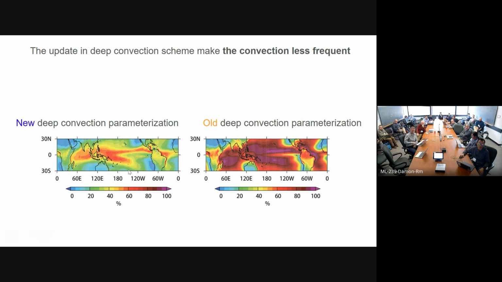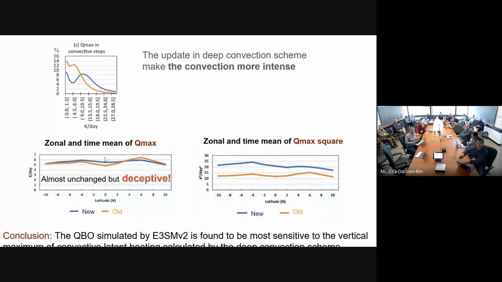Here's the simulation with the update in the deep convection. And that's a part of the issue. Another issue is that at the same time when the convection became less frequent, the convection became more intense. We can see from this PDF change in the maximum heating rate. You can see the updated one, which is the blue one, makes the maximum heating rate more intense.